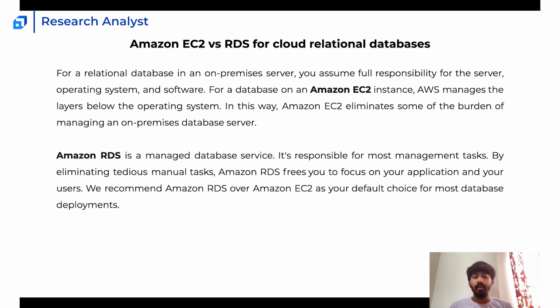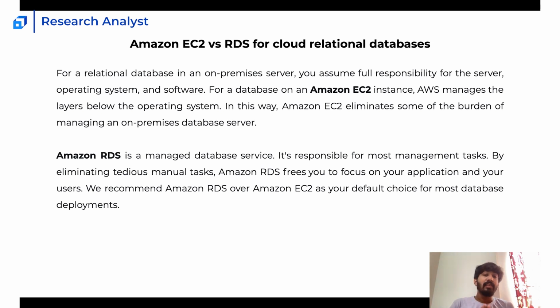If you need a Windows server, you can create one. So that's what EC2 does. So once you create, let's say, a Linux server, in that you can set up a MySQL server using Amazon EC2. In this case, for a relational database in a non-premise server, you assume full responsibility for the server. So not only the database server, you also have to manage the server itself. The server has to run in order for the database server to run, right?